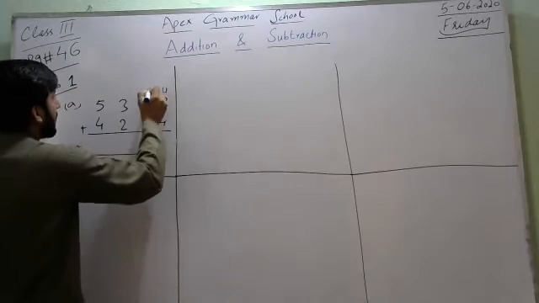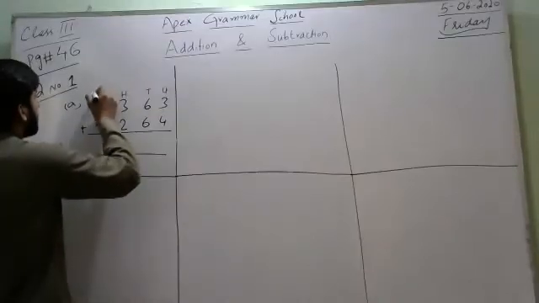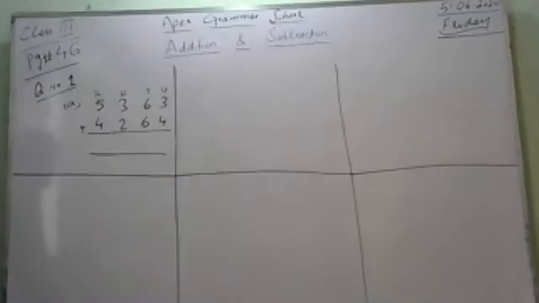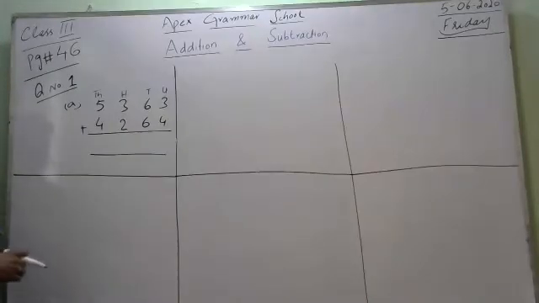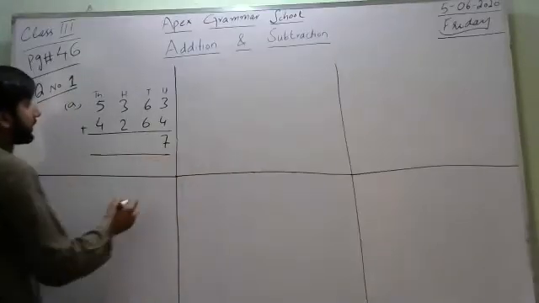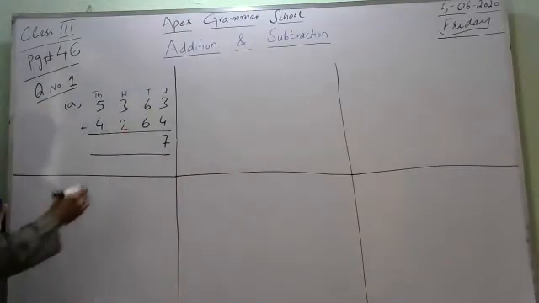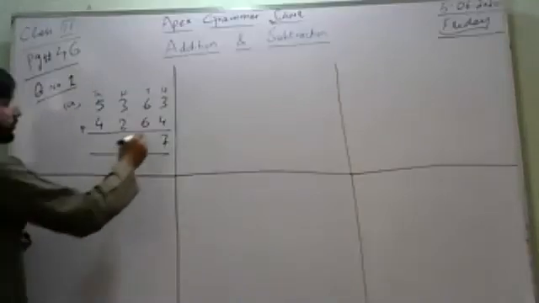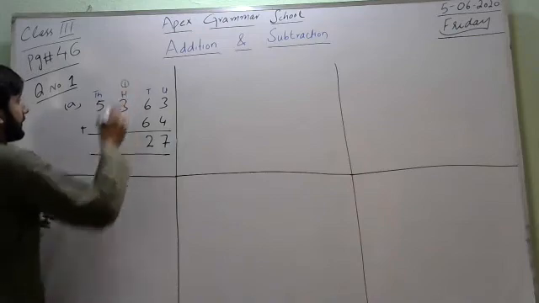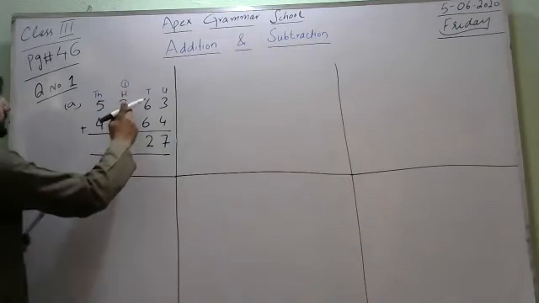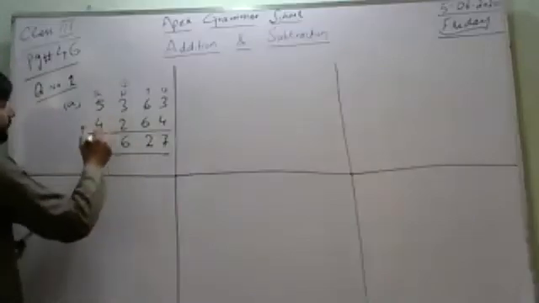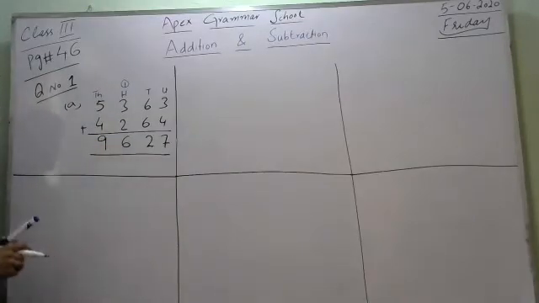Unit, 10, 100, 1000. We have to add them. From extreme right side, we will start our addition. 3 plus 4, 7. 6 plus 6, this is 12. Now 2 will be here and 1 will be carried like this. 3 plus 2, 5. 5 plus 1, 6. 5 plus 4, 9. This is A part.